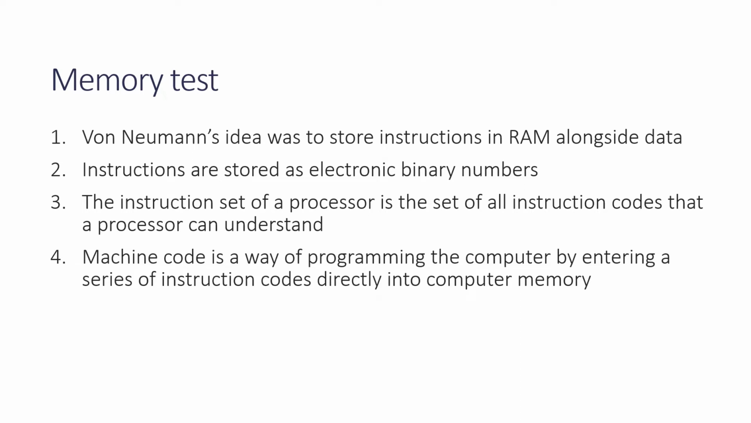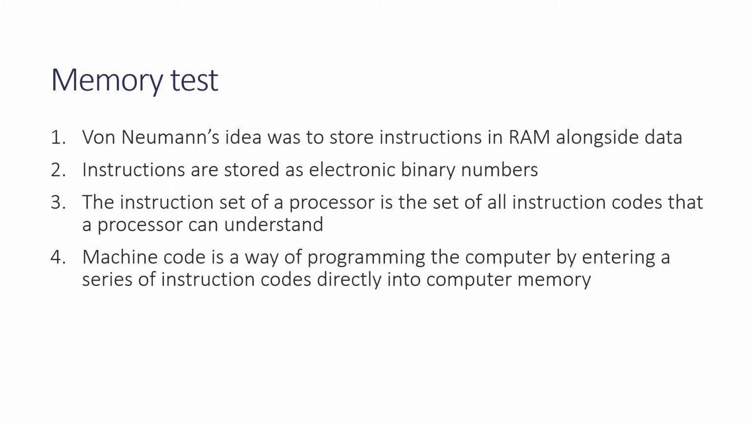So von Neumann's idea, the structure of a von Neumann machine, is that instructions are stored in RAM alongside data. That's why they're called programmable computers. We can change the instructions because they're stored electronically in RAM, and the instructions are stored as binary numbers. Everything in RAM is stored as binary numbers.